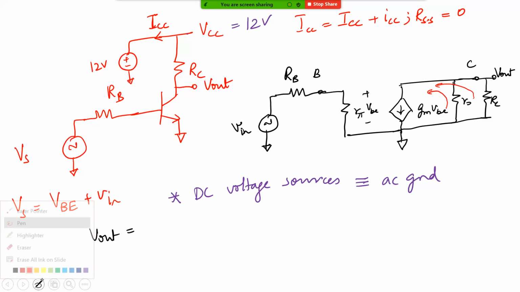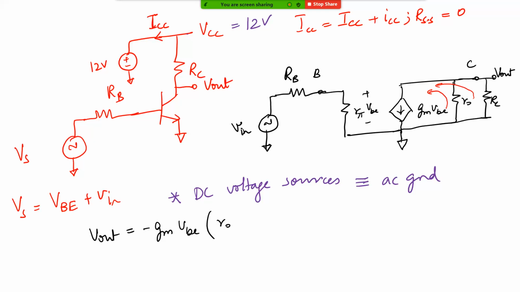Okay, so V out can be written as minus Gm times VBE into R naught parallel to RL. Why is it minus? Because the direction of current flow is opposite to that of the polarity. V out is defined as plus minus in this direction, so if this has to be positive, current has to flow into RC to the ground. But because of the direction of the dependent current source, V out is minus Gm times VBE into R naught parallel to RL. Okay, sorry, RC here.